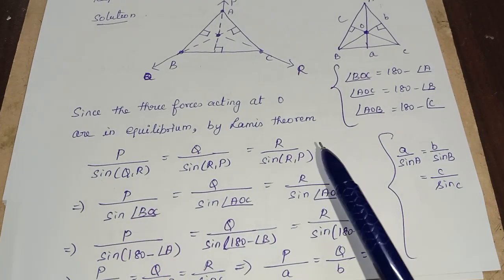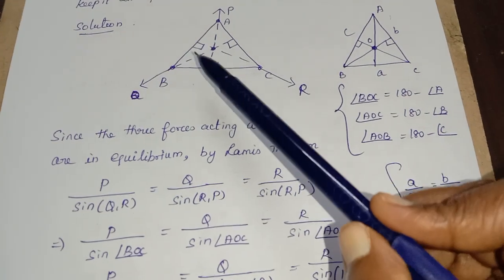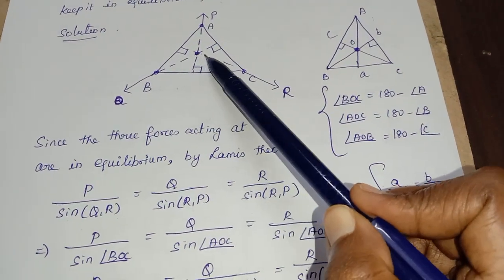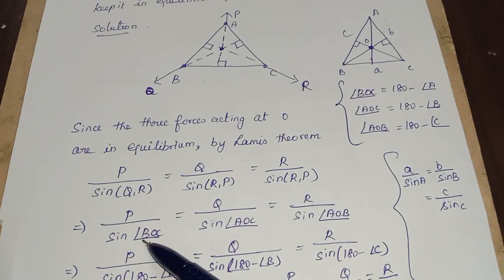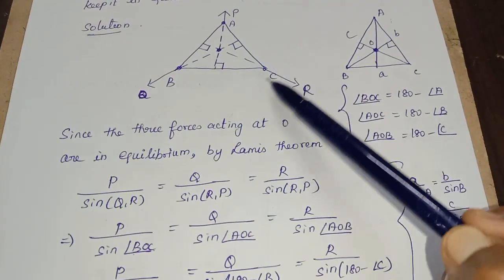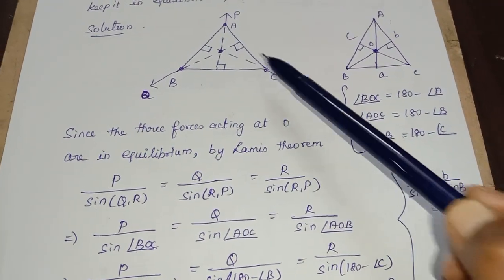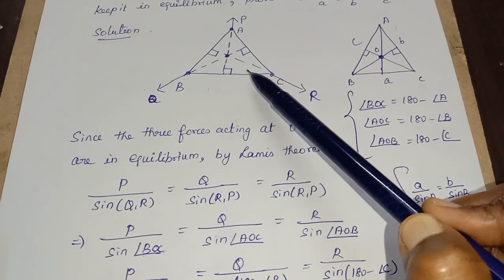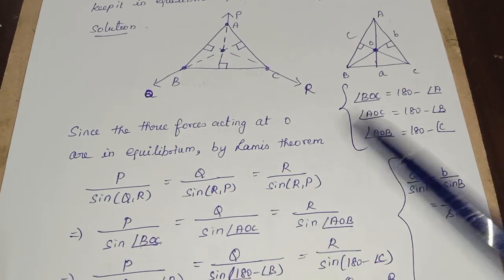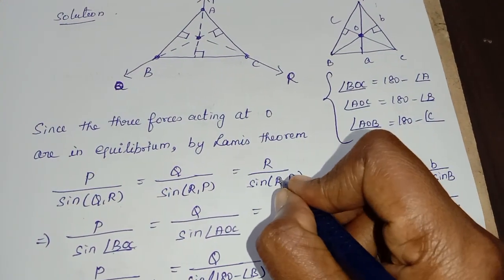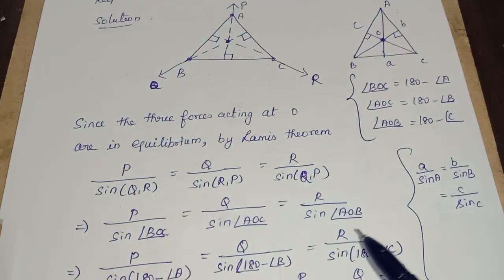P and Q. Now see, what is sine of angle between Q and R? See, this is force Q and this is force R, no? Right? This angle BOC. So angle BOC, and then angle between R and P. Where is R? This is R and this is P. So this is angle AOC. Okay, and then, sorry, here I have written between Q and P. Sorry, angle between Q and P. What is this angle? AOB, right?